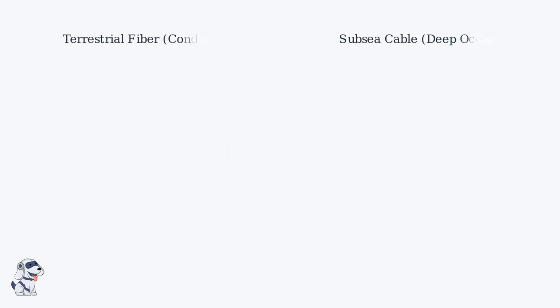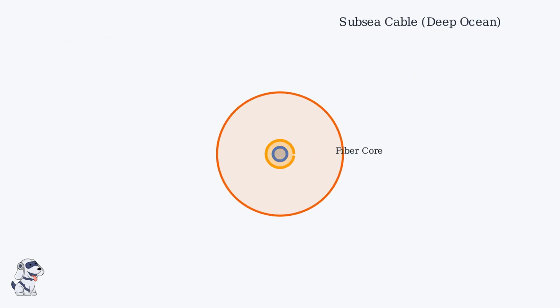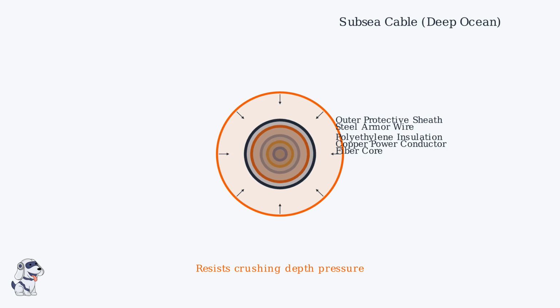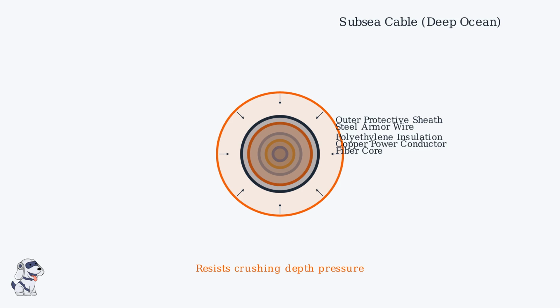Unlike terrestrial fiber, which rests in simple protective conduit, undersea cables are engineering marvels built to withstand extreme pressure and environmental hazards. Starting from the center, glass fiber strands carry the data. Surrounding them are copper conductors for powering repeaters, thick polyethylene insulation and layers of high-tensile steel armor wires. This armor shields the delicate glass core from the immense crushing pressure of the ocean floor and potential damage from anchors or marine life.